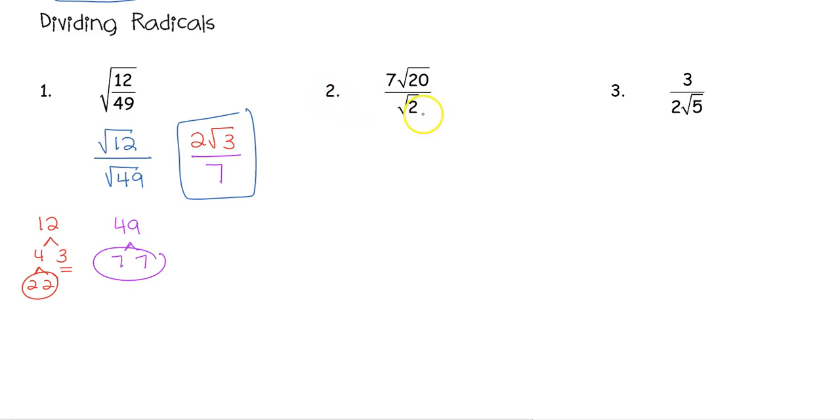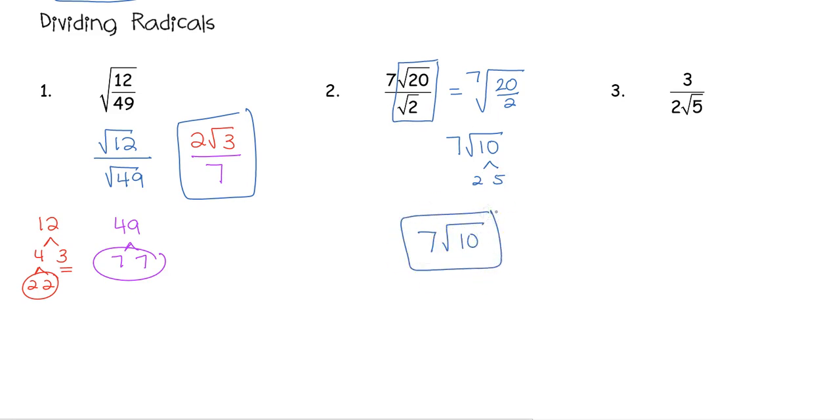We're going to do the opposite in number 2. I've got 7 root 20 over root 2. It's all about location, location, location. Inside numbers together, outside numbers together. Well, 20 and 2 are both inside the radical, so I can go ahead and put those underneath one radical. Then I can simplify. 20 divided by 2 is 10, so that becomes 7 root 10. I try to break down 10, but that's 2 and 5. There's no matched pairs. Therefore, my final answer is going to be 7 root 10.